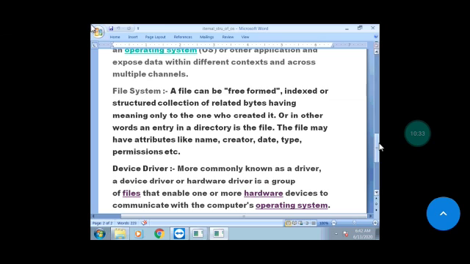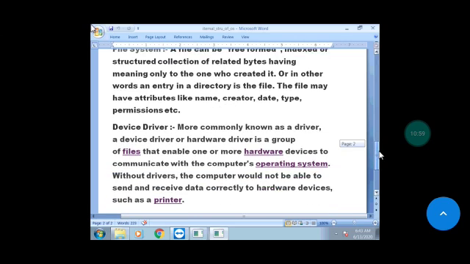Who is the name, who created the file? Understood? From which PC you did it? What is the date when it was made? What is the type, which type of file it is? What is the size of the file? Even the permission also. Even if you are in a network and you want to give permission to a selective group, that also you can do.